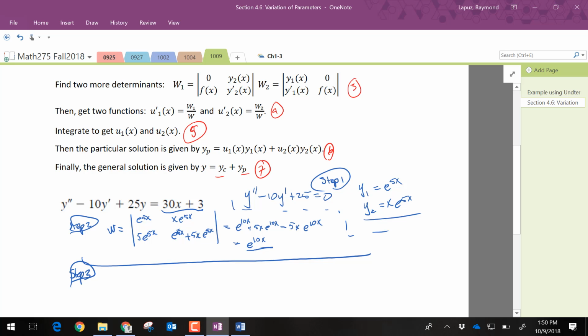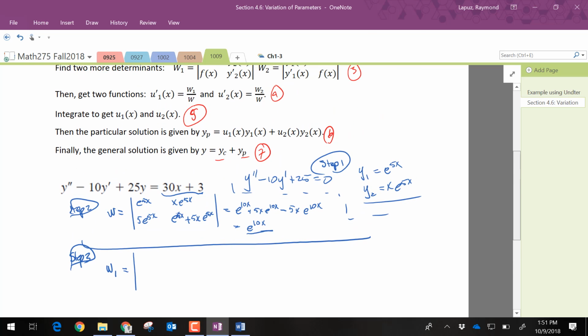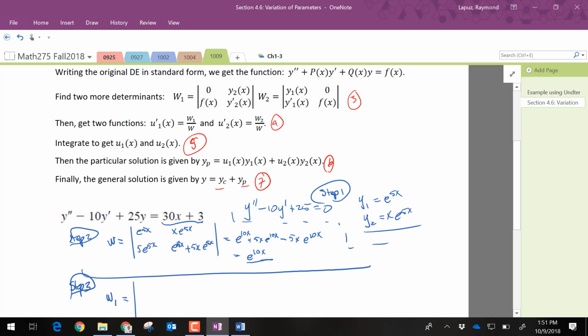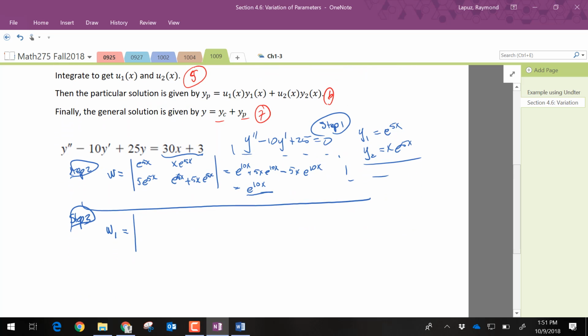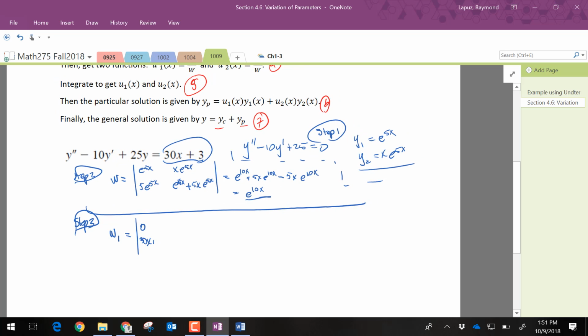Step 3, we need to find the modified Wronskians. So W1 is going to be, so for W1, you replace the first column and leave the second column alone. What do you replace the first column with? You replace it with a 0 on top and then f of x on the bottom. The 0 on top makes it nice because that's just going to make the other term disappear. And the f of x on the other side is 30x plus 3, right? Or, yeah, 30x plus 3. And then we keep this the same.